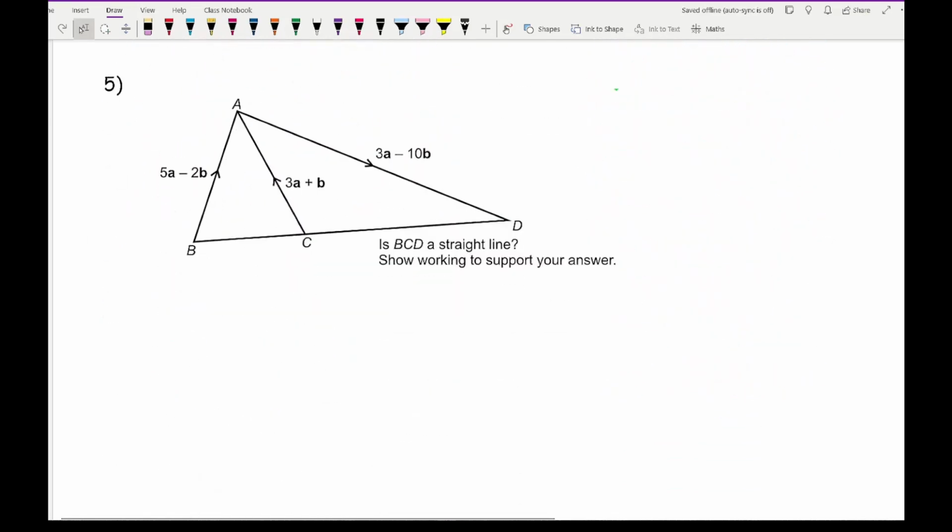And then moving on to our last example. This example says, is BCD a straight line? Show your working to support your answer. So let's first of all have a look at the points. We want to show that these three points are on a straight line. Let's first of all work out B to C. B to C is going to go from B to A and then A to C. So that's going with the arrow, so it's 5A minus 2B. Then I'm going against the arrow, so it's minus 3A minus B. And that gives me an answer of 2A minus 3B.